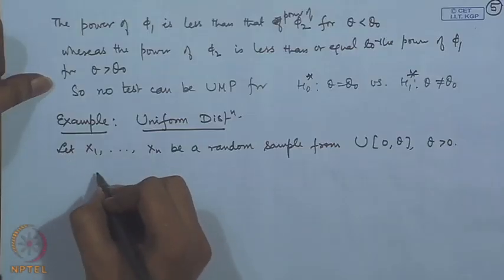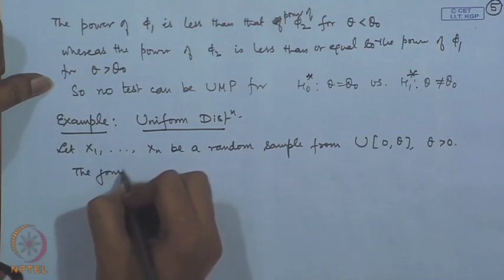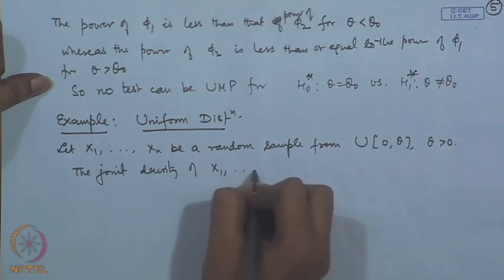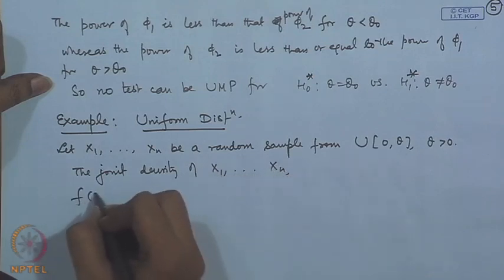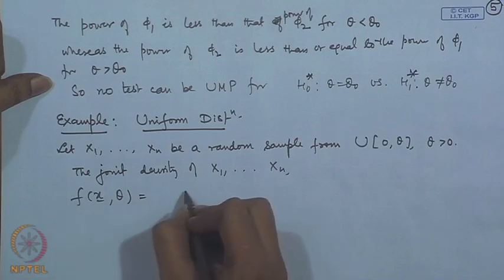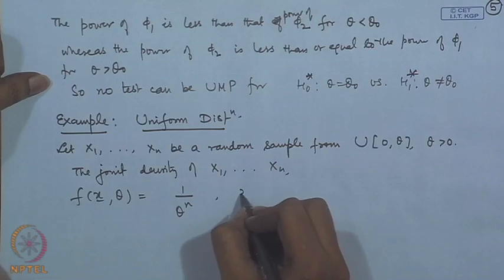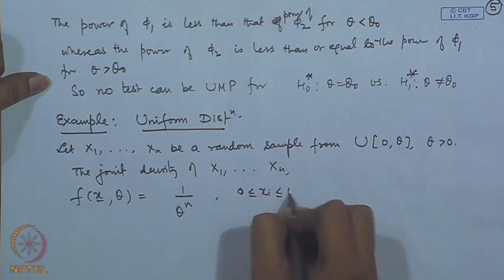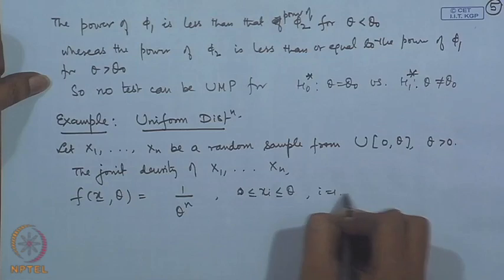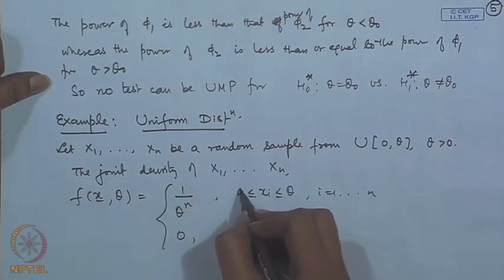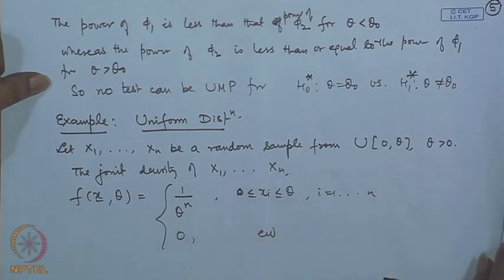So, let us write down the joint density of x 1, x 2, x n. I write it as f x theta is equal to 1 by theta to the power n, and each of the x i's is between 0 to theta, and it is 0 elsewhere. Now, we can write it in a compact form as we have done when we were considering the discussion of the sufficiency or the maximum likelihood estimator.